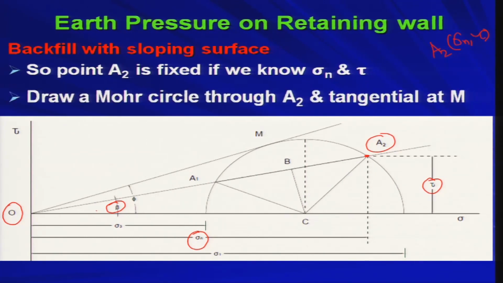Now, draw a Mohr circle through A2 and tangential at M. So, you are drawing one Mohr circle through point A2 and tangential at point M. Now, what is point M? Point M is lying on the Mohr Coulomb failure envelope, because this angle is phi and you are considering completely cohesionless soil. So, this will be your Mohr Coulomb failure envelope. This is the Mohr circle which is passing through point A2 and touching at point M, which is telling you the failure. When the Mohr circle is touching at point M, point M is telling you about the failure.